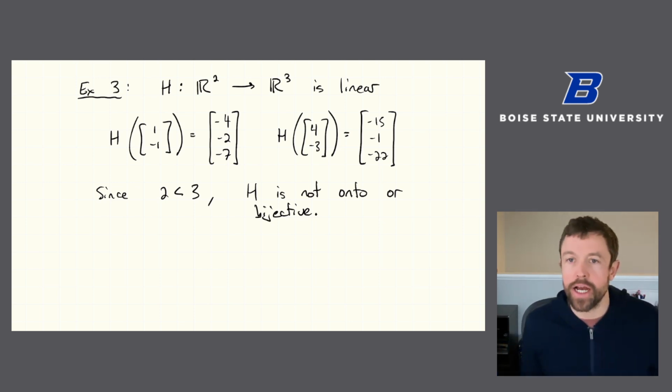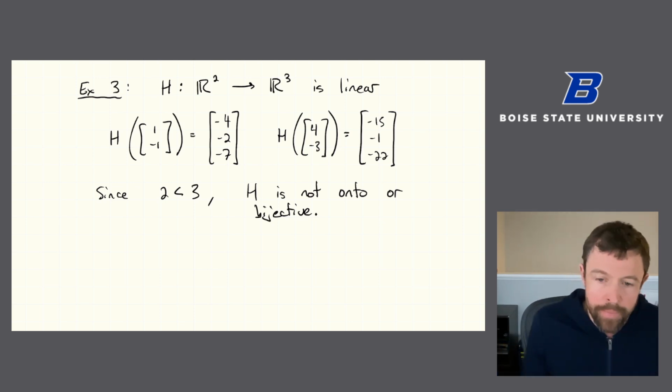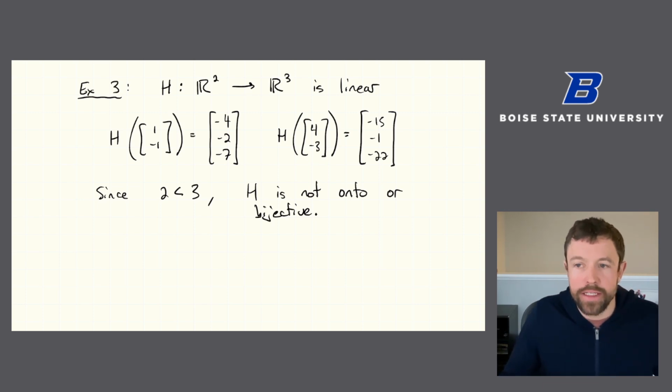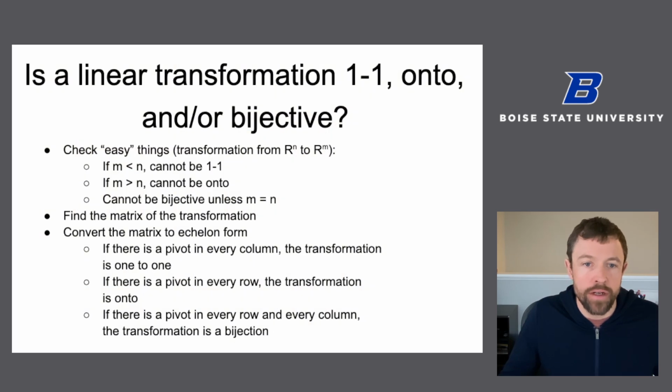But we still need to check, is it one-to-one? And this is where we actually need this step in the video overview. So I lied. I will go back to the video overview screen. We don't have the matrix of the linear transformation. So we need to find the matrix of the transformation before we can figure out if this transformation is one-to-one.